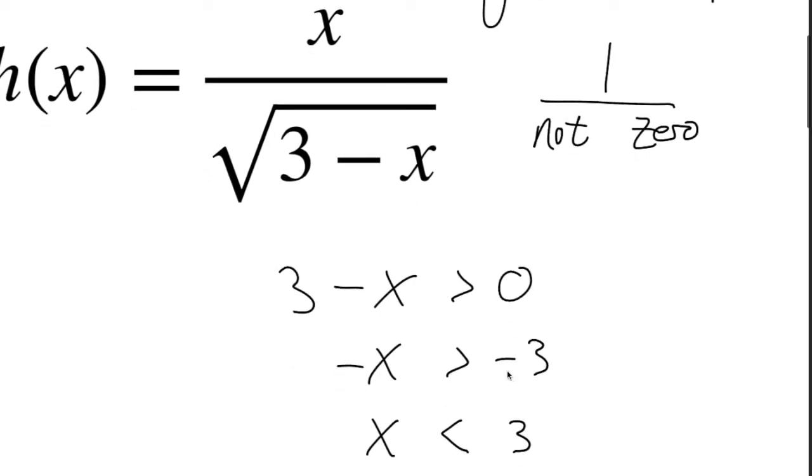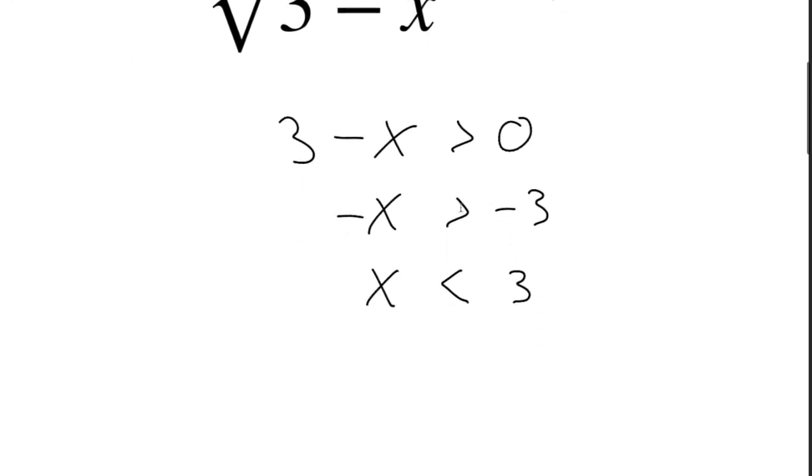Subtracting 3 from both sides, you get this, and then when you divide both sides by a negative number, you have to flip the sign. So you get x is less than 3. For any value when x is less than 3, then you'll get an output here in h. So for example, 0, 1, or 2. You put 0, 1, or 2 in here, and you'll get positive numbers, not 0 numbers, not negative numbers in this denominator, and then everything will be just fine.